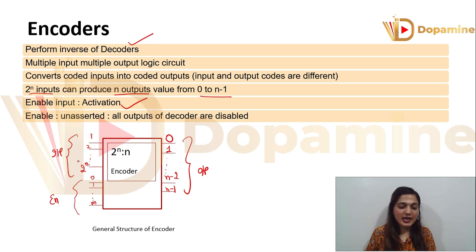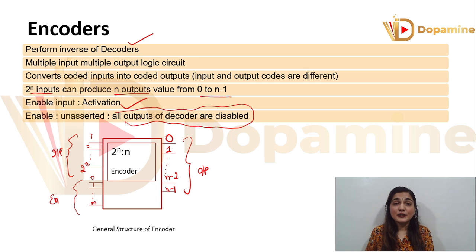It will convert any coded input into a coded output. The coded input is in such a way that it has 2 raised to power n input bits and the output bits are n in number. If the enable is unasserted, all of the outputs of the encoder are disabled. So to get the output, first of all you have to assert the enable. You have to see what the enable is and how it is working. If it is active low, you have to switch it to 0. If it is active high, you have to switch it to 1. So first of all you have to check whether the enable is activated or not.